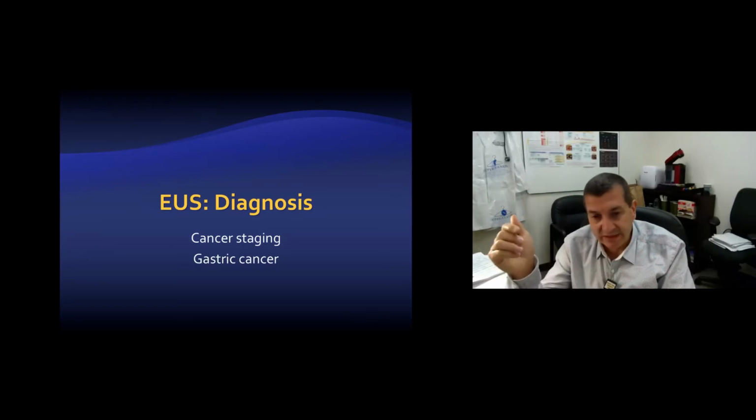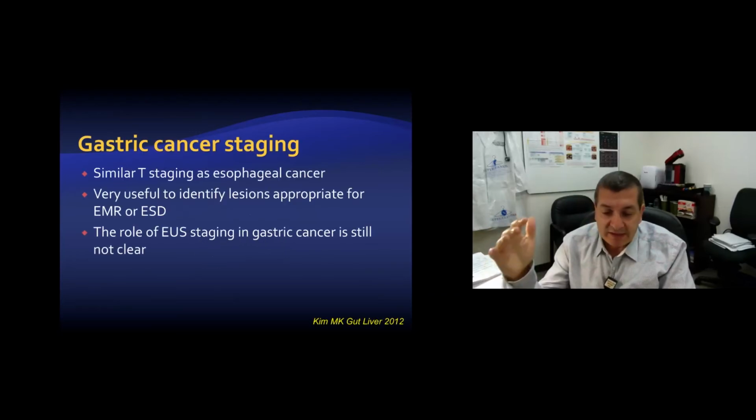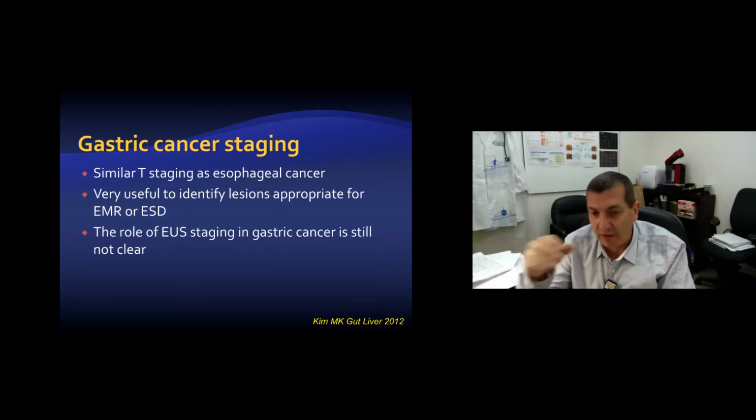How about gastric cancer? Again, in the past, people relied a lot on EUS. However, with advancement in CT scan, it is not used as much for large gastric cancer. If you have a gastric cancer that is big, you rely on CT scan more than anything, because most of those cases will require surgery regardless of the stage.